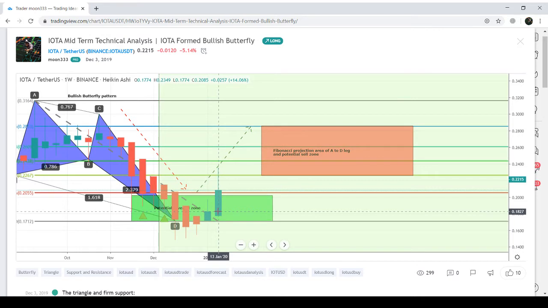We have only some spikes beyond this potential reversal zone that can be ignored and acceptable. So far, the price action has produced more than 37% profit. So congratulations to the people who entered IOTA here, they can take the exit. Or if you want to take a look at the long-term analysis, what is going to happen next and what the price action is going to do next, let's take a look at that.